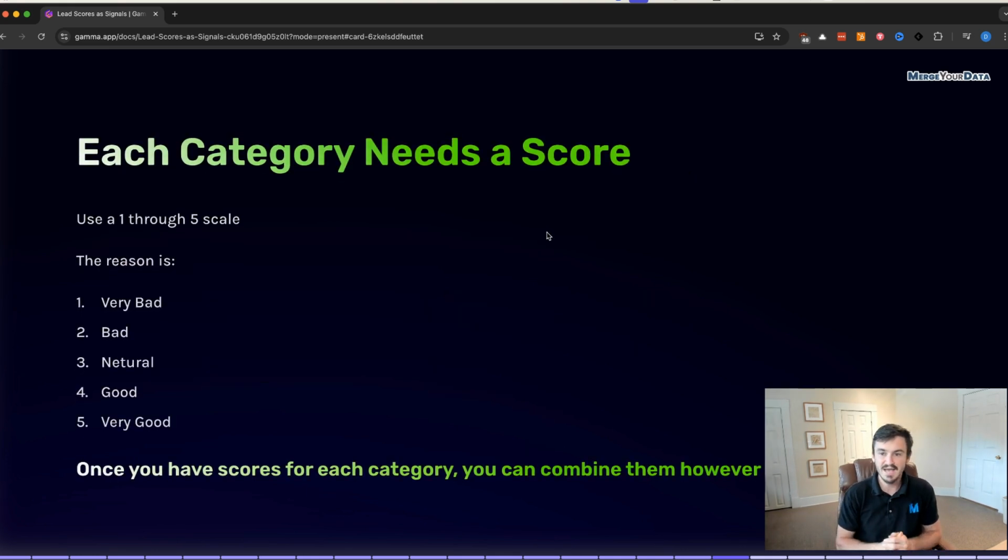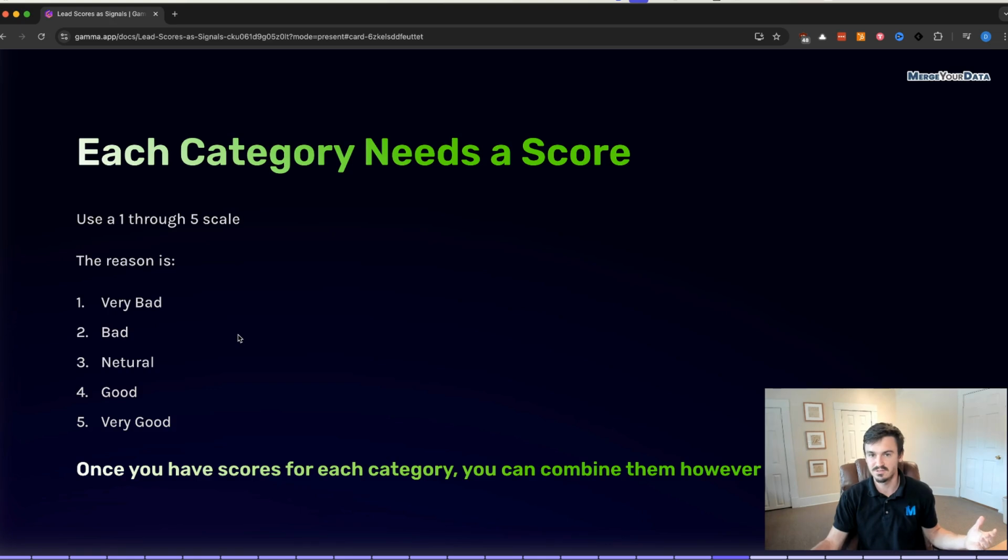And so each category needs a score. Use a 1 through 5 scale. I hate seeing 1 through 10s. I hate seeing 1 through 100. 1 through 3 is not detailed enough. 1 through 5 is what I see work with our clients. It provides a very straightforward framework. Some even go 1 through 4, where they eliminate this neutral position. But the reason you want to go 1 through 5 is it's very easy to categorize. 1 means very bad, 2 means just bad, 3 means neutral, 4 means good, 5 means very good.